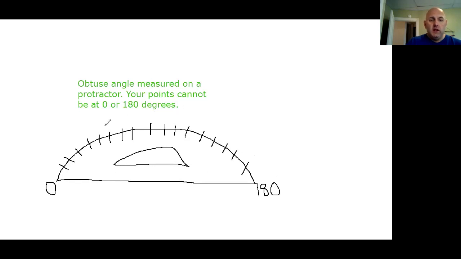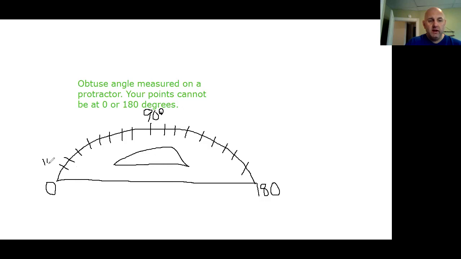Okay? Each one of these markings basically goes up by 10. So in the middle, we get to halfway, which would be 90 degrees. And if you think about it, if I started my angle here and then went up to 90 degrees, I would get that L shape.